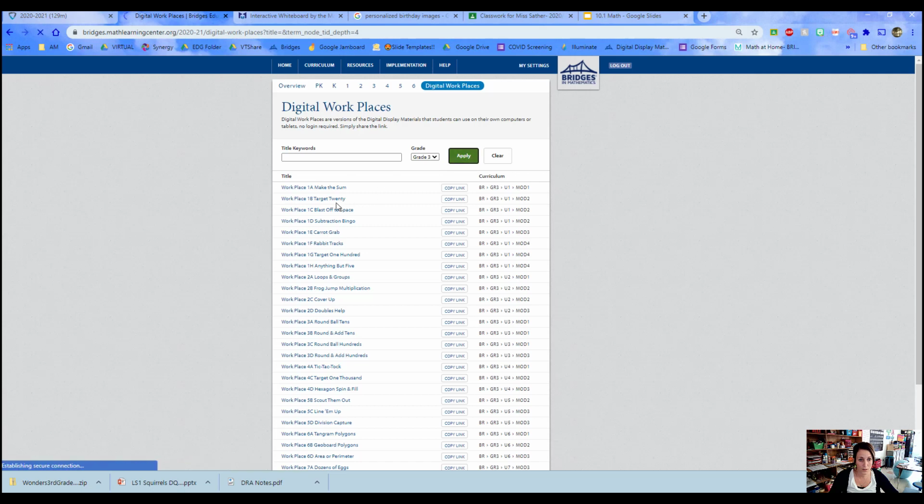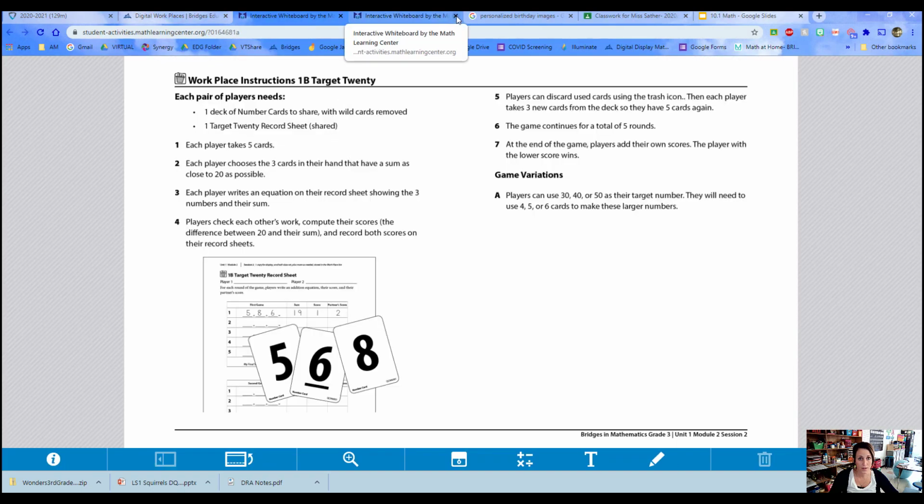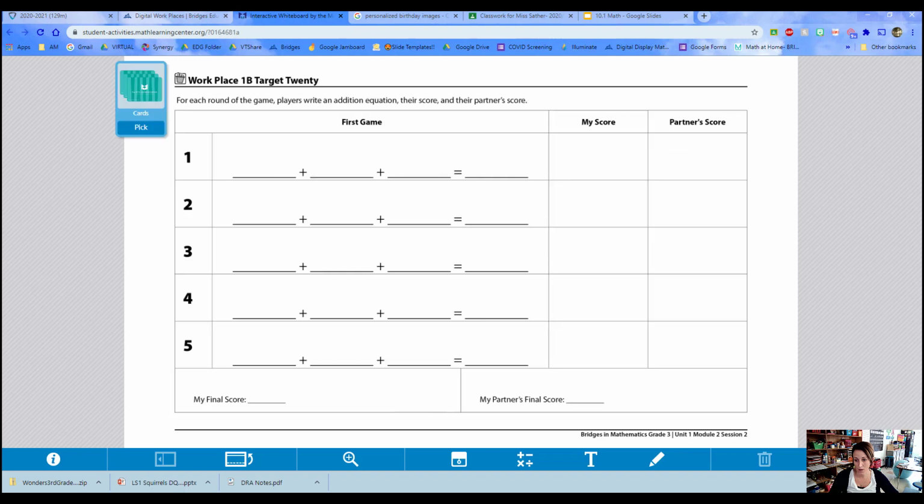So grade 3, we're going to be playing Target 20. This is the link I'll share with you. Again, just like in the last game that we played, the first page are your instructions, and then over here on the bottom is how you get to the record sheet.